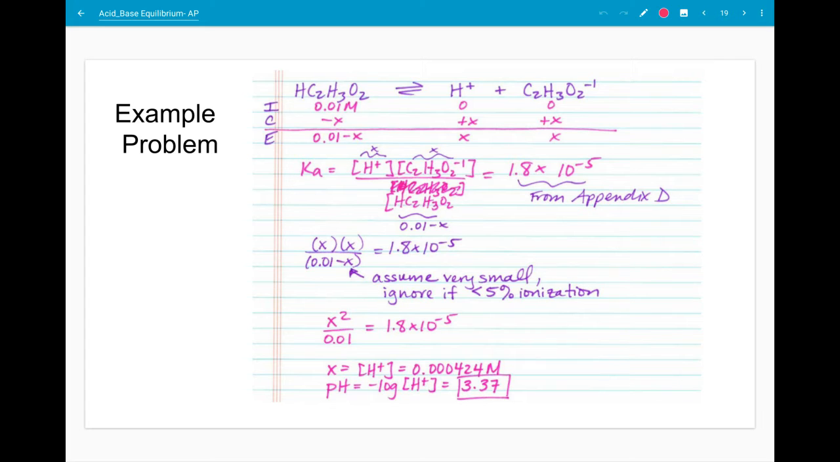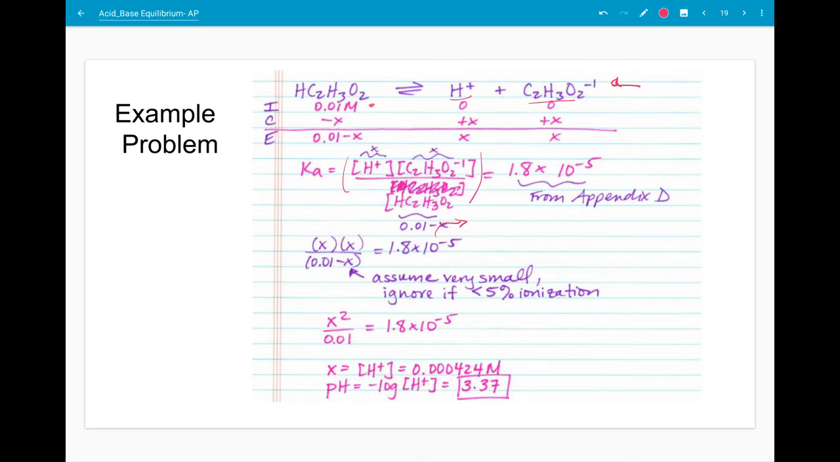Okay, so I'm going to show the work here on how I did it. Notice I write the equilibrium reaction first. I take my weak acid. I ignored water on this. It breaks up into H+ and C2H3O2-. My initial concentration was 0.01, and I don't have anything of my products initially. I lose x and I gain x on both sides. So I write my Ka statement always, and I plug in my equilibrium concentrations.